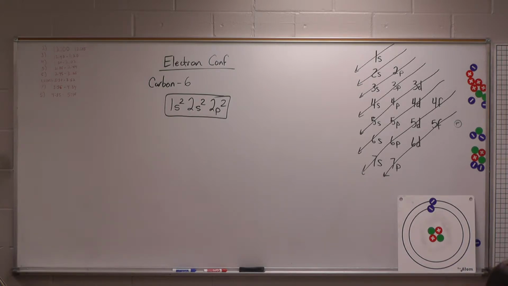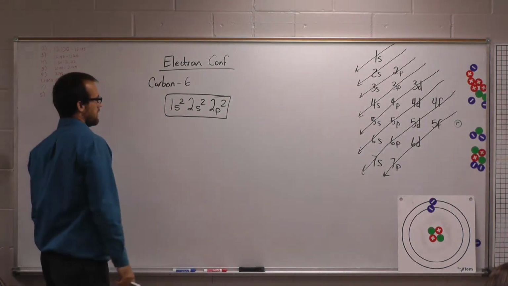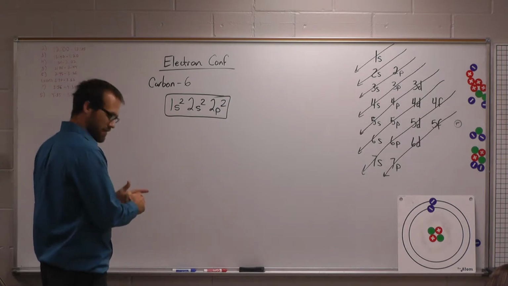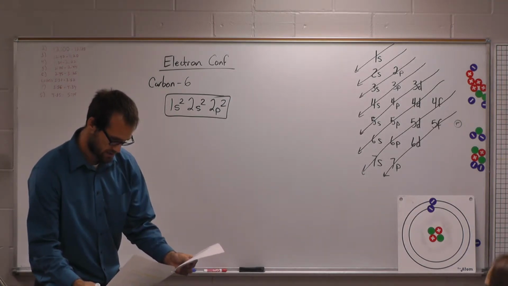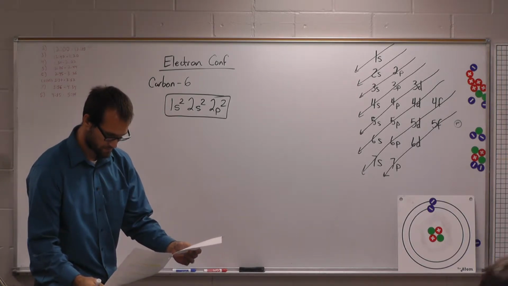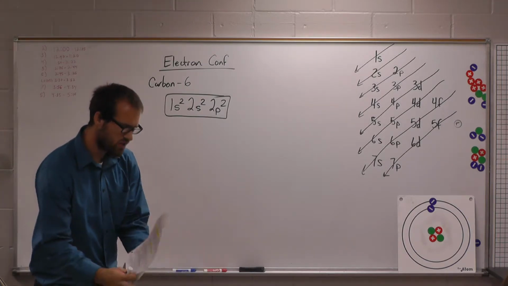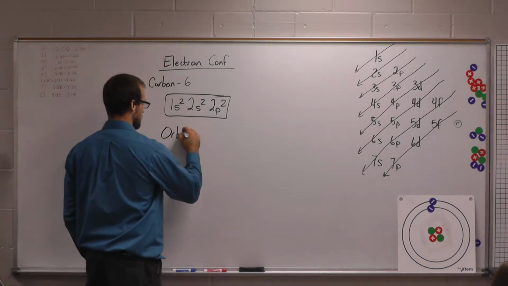Okay? That's just the first one. Let's do a more difficult one. What do I have in here? Well, we only did 6 electrons. Let's do all 3. So that's electron configuration. Let's do orbital notation.